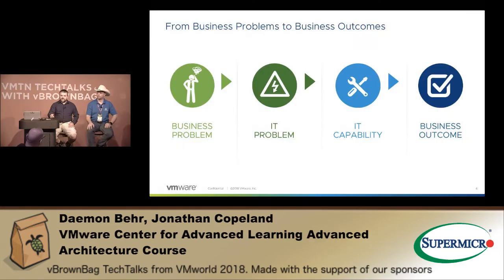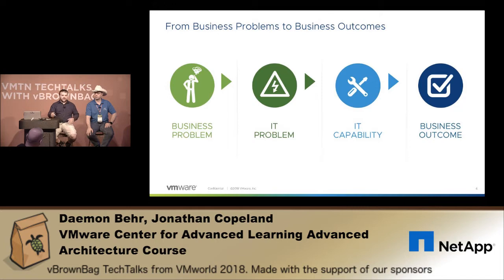This is the method that we use. First, defining the business problem, determining what that business problem is in terms of an IT problem, then figuring out what IT capability is needed to overcome these issues, then coming up with a business outcome.